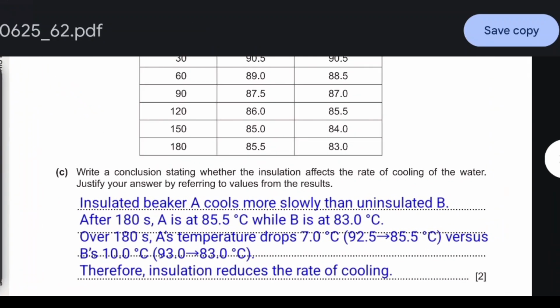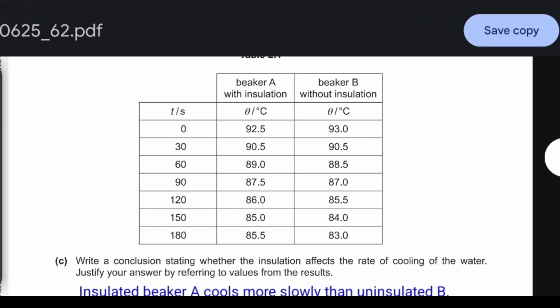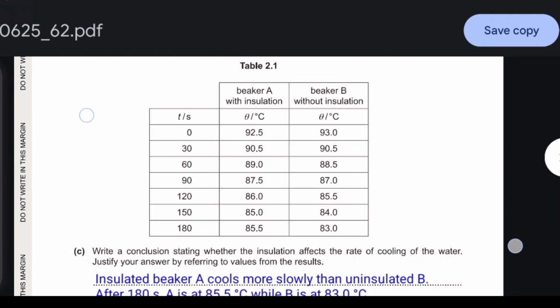Okay, here's this question. So here what they're trying to say is whenever you have to justify, you'll subtract the readings. Here they're telling us to write a conclusion whether the insulation affects the rate of cooling, and justify your answer by referring to values. So justification is where students mostly go wrong.